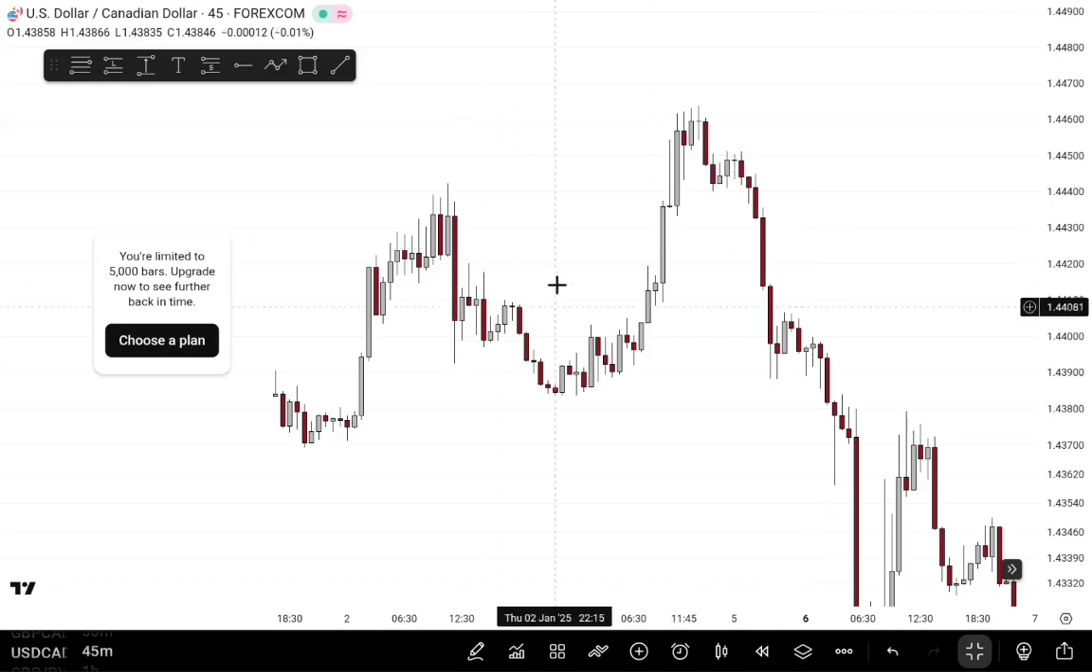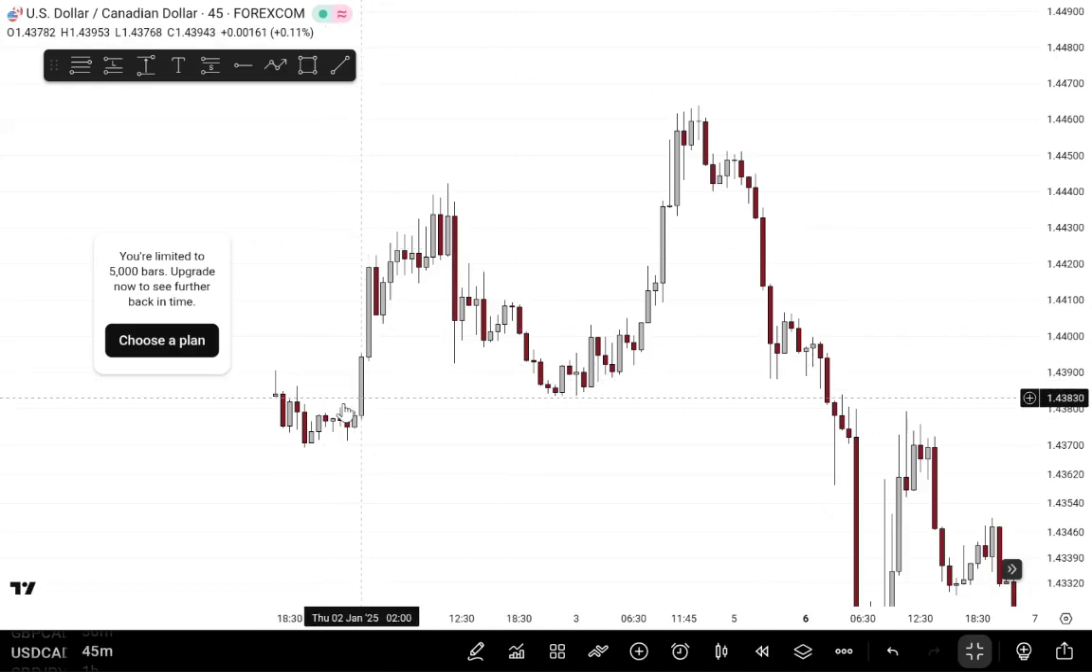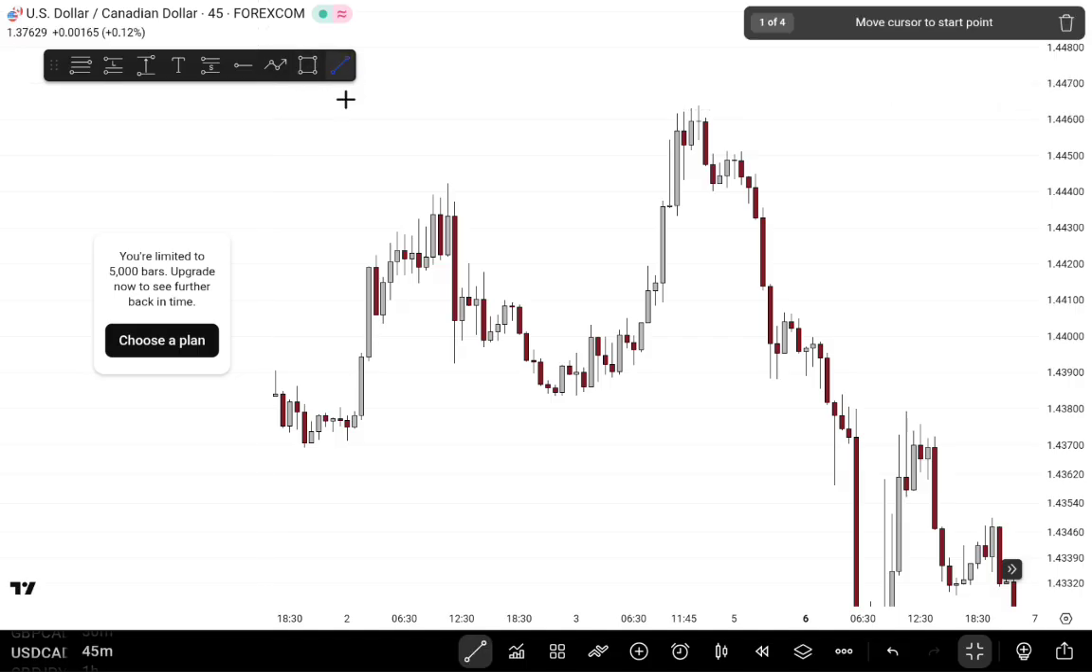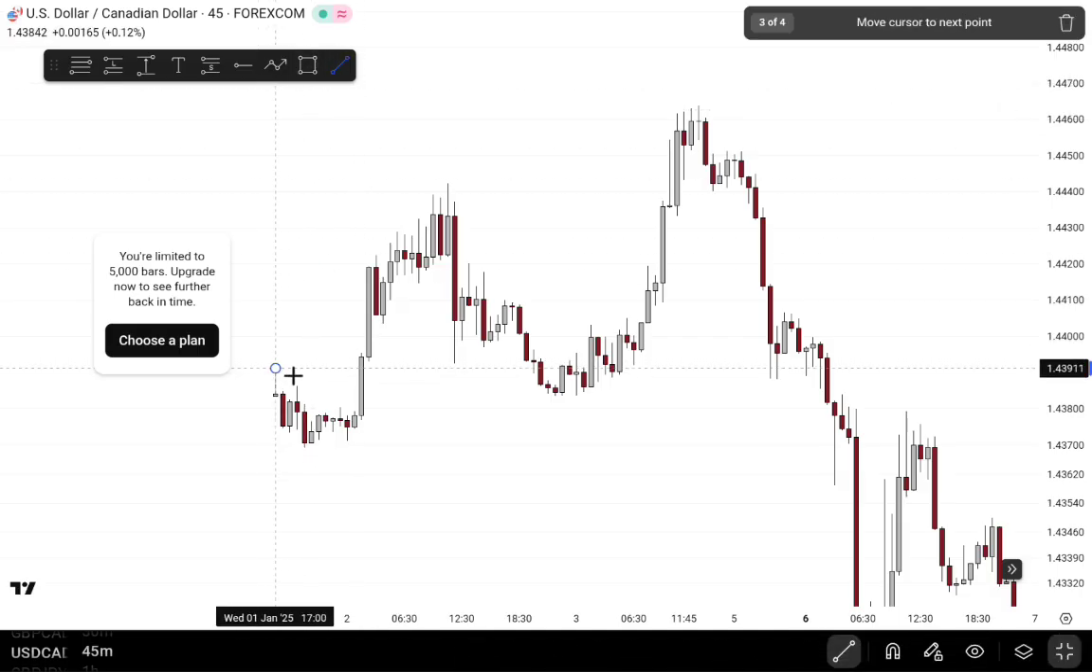So I can stop here at this point, because if you can see here, we have a break of structure to the upside.